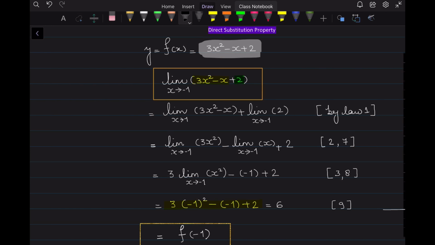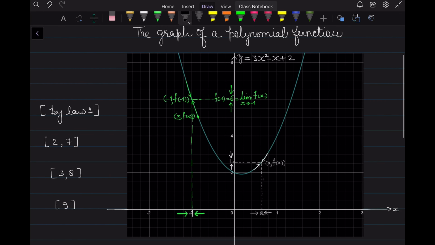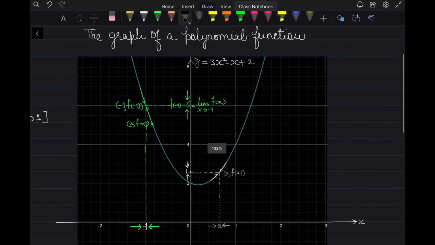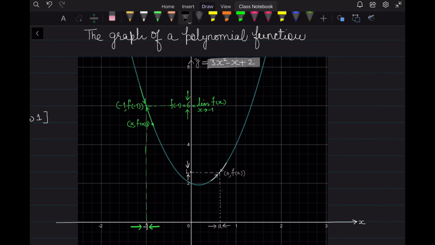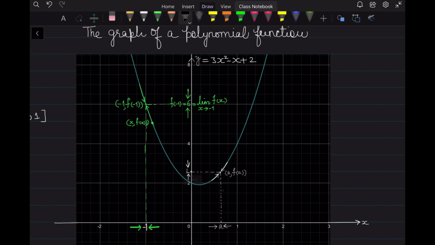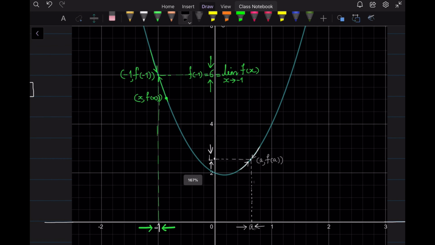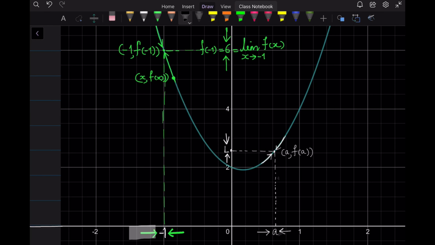That is, just by determining the value of this function at x is equal to minus 1. Let's quickly look at it graphically. So for that, I have here the graph of this function which we just discussed, and you can see clearly that as x approaches minus 1, the points on the graph approach the point whose y-coordinate is equal to the value of this function at x is equal to minus 1.